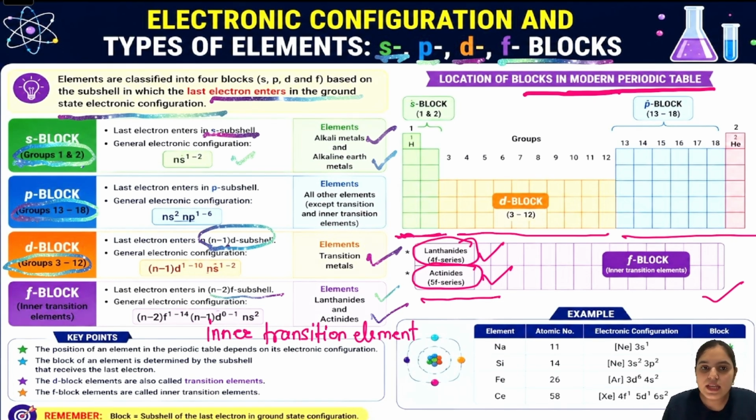Let's see a few examples. Sodium has the electronic configuration [Ne]3s1, so it belongs to the S block element. Silicon has [Ne]3s2 3p2, so it belongs to the P block element. Next is iron, Fe, which has [Ar]3d6 4s2, so it belongs to the D block element. Cerium has electrons entering the 4f subshell, so it belongs to the F block element.